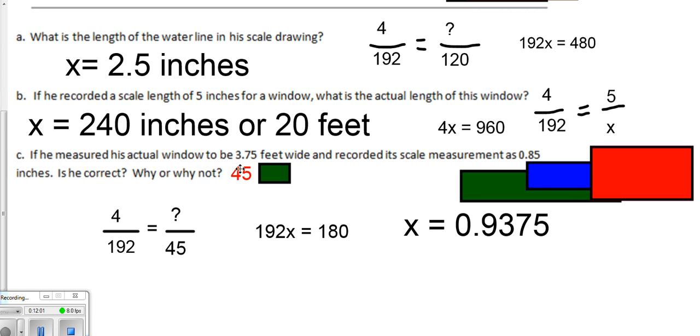So make sure to always change them so that you're in the same unit, inches and inches, or feet and feet, or miles and miles, or meters and meters. Get them all in the same units before you start comparing them. And I think that's going to wrap it up for our first video.